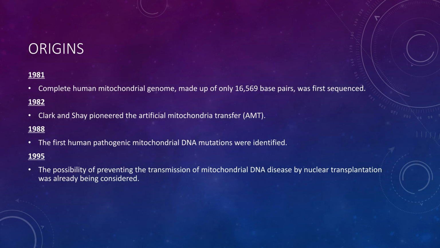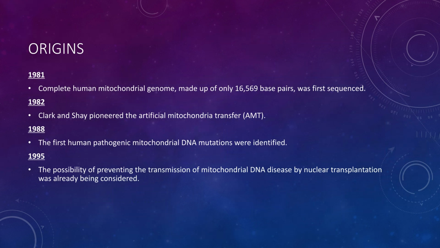The complete human mitochondrial genome, made up of only 16,569 base pairs, was first sequenced in 1981. Clark and Shea pioneered the artificial mitochondria transfer, also known as AMT, in 1982, which involved transferring mitochondria with antibiotic-resistant genes into sensitive cells, therefore enabling them to survive in a selective medium and opening this new field of research.